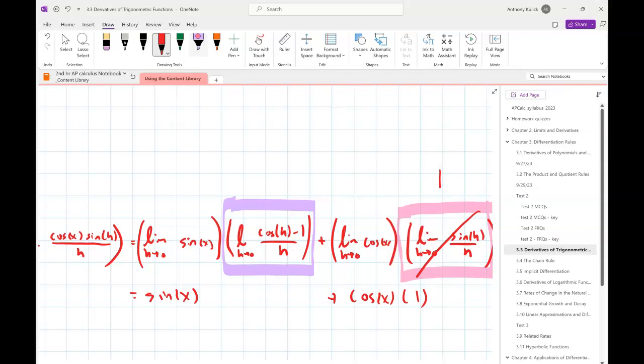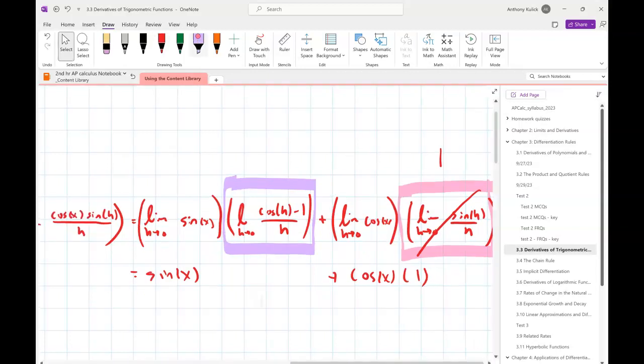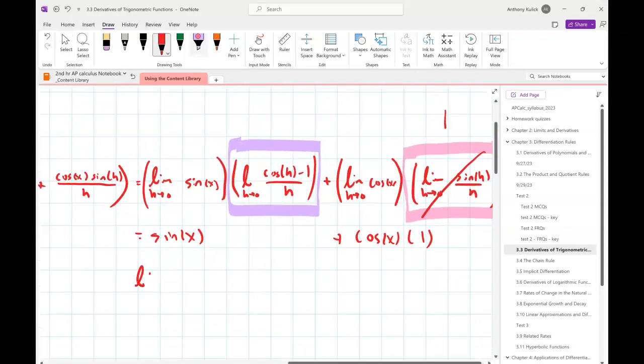What limit do you suppose that cosine h minus 1 over h is going to turn out to be? Good job, Emma. 0. Why? Because we're expecting the answer to just be cosine, right? All right. So let's take a look at that limit and see if we can figure out if that's 0 or not.